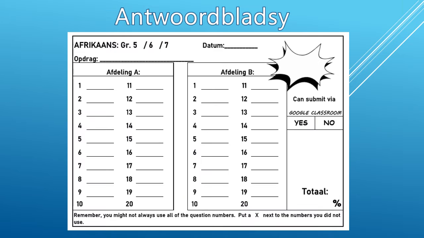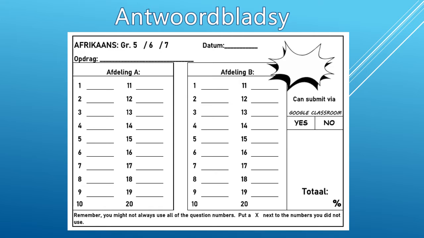You will find the following. This is your antwoordbladsy, your answer sheet for the people working from home. If you can print it, you can print it and fill it in and then glue it into your workbook, or you can just go to Leesbegrip in your workbook. On the left-hand side, kolom A, on the right-hand side, kolom B.